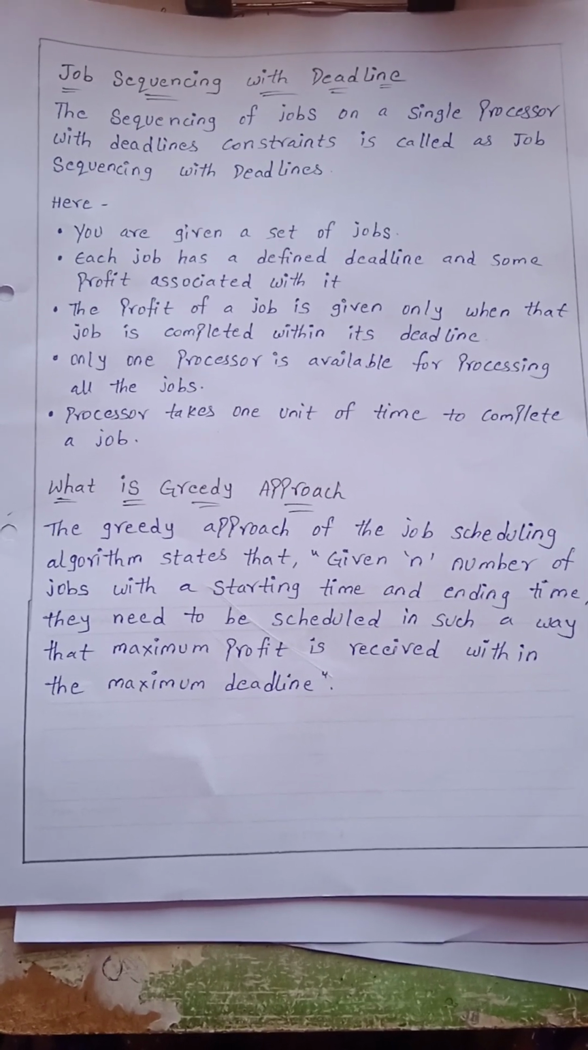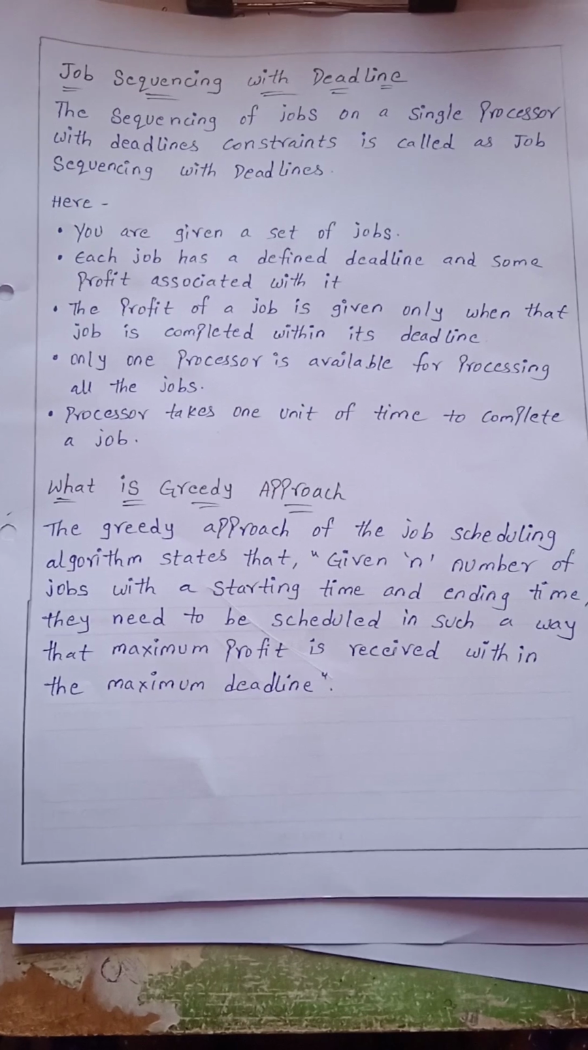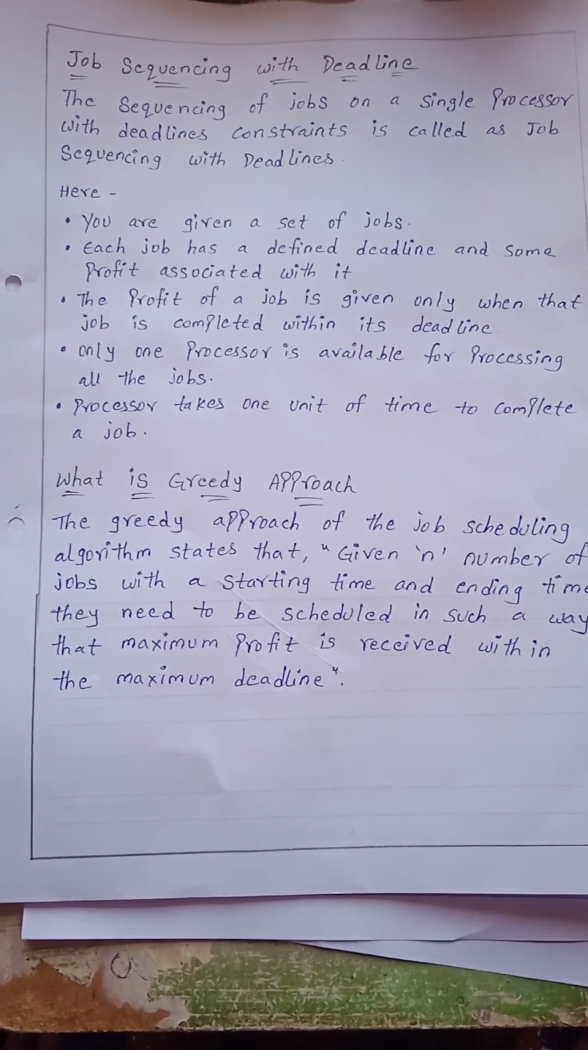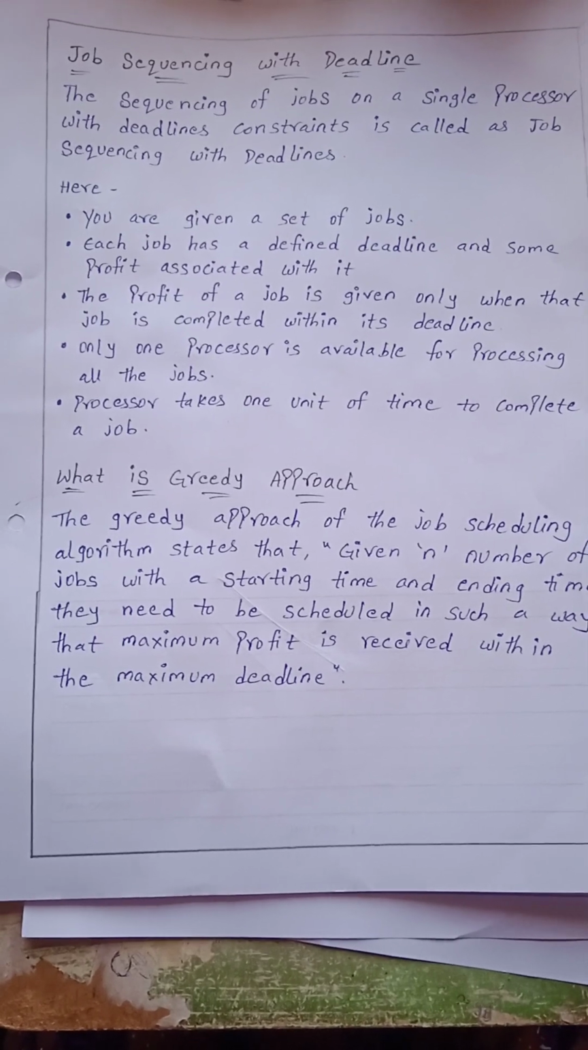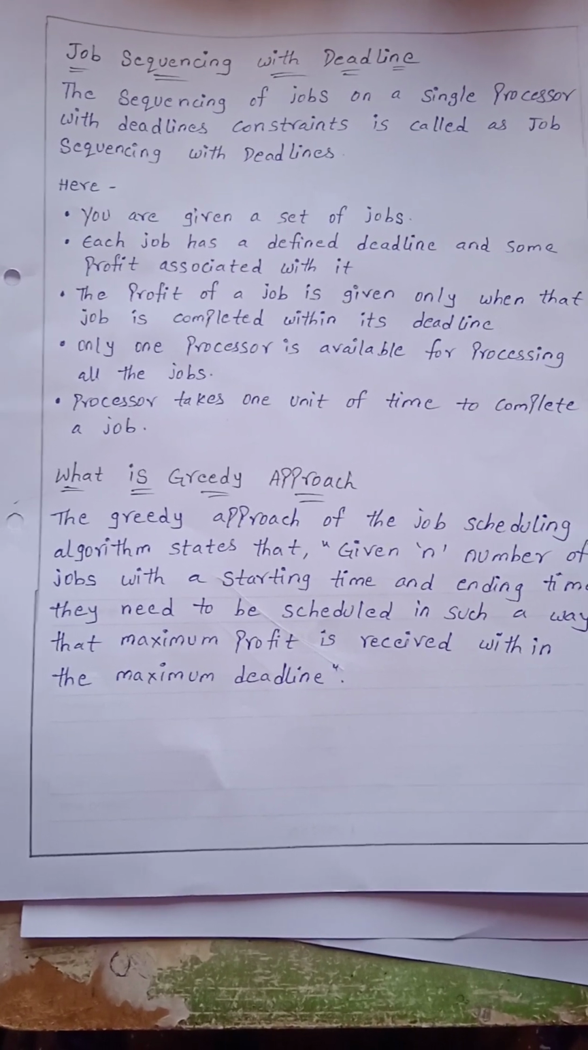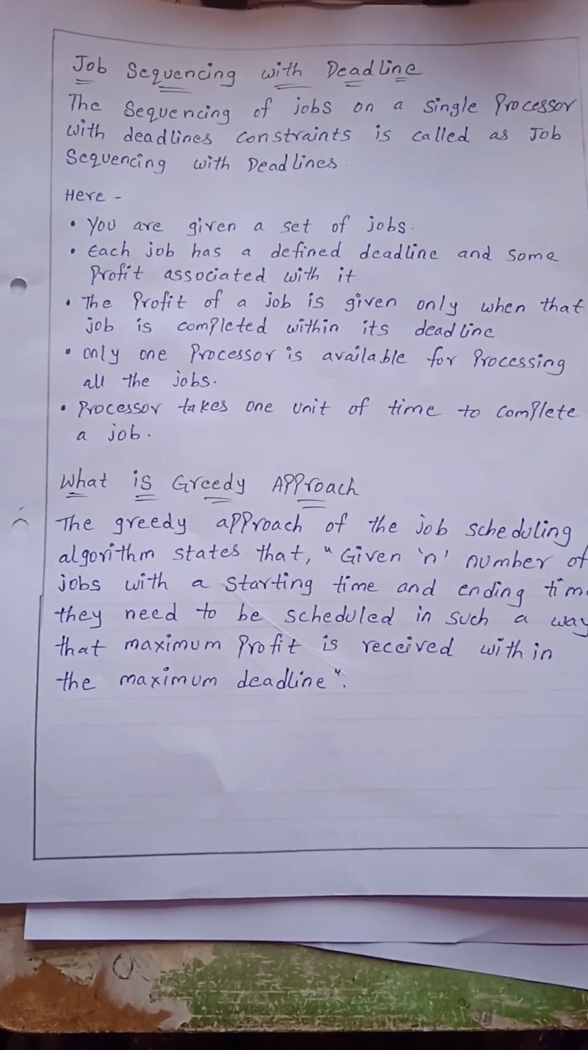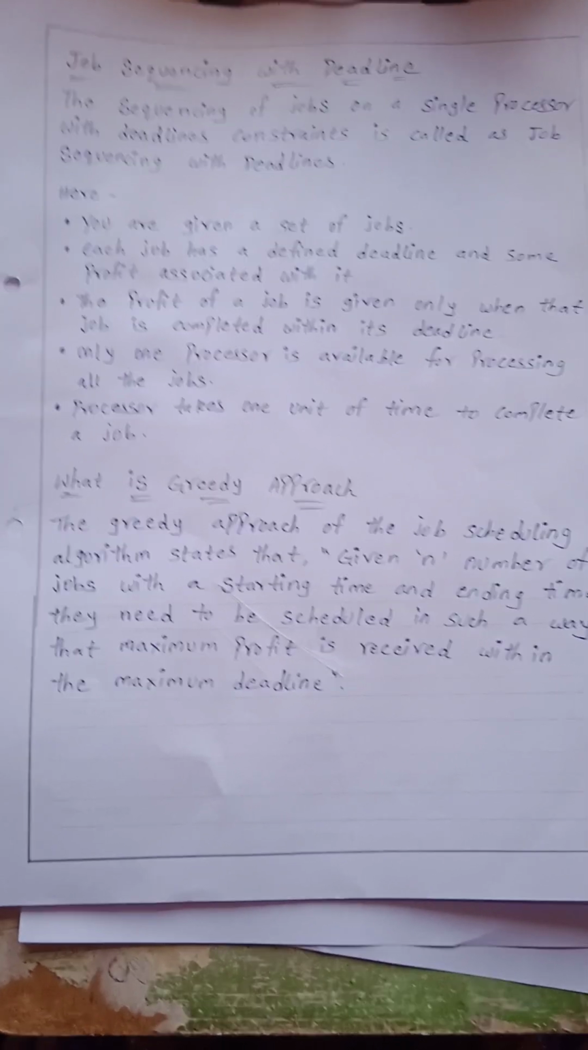Now, what is greedy approach? A greedy approach of a job scheduling algorithm states that given n number of jobs with a starting time and ending time, they need to be scheduled in such a way that maximum profit is received within that maximum deadline.